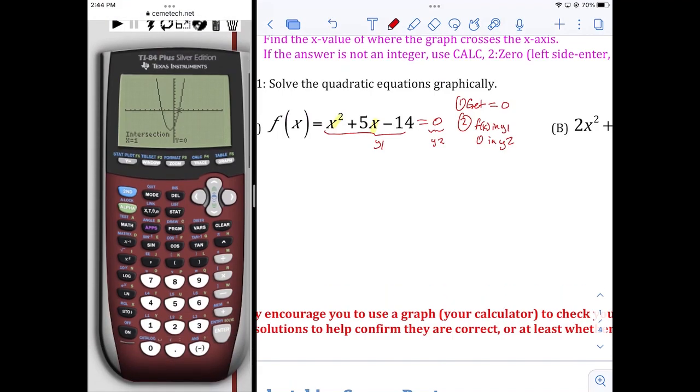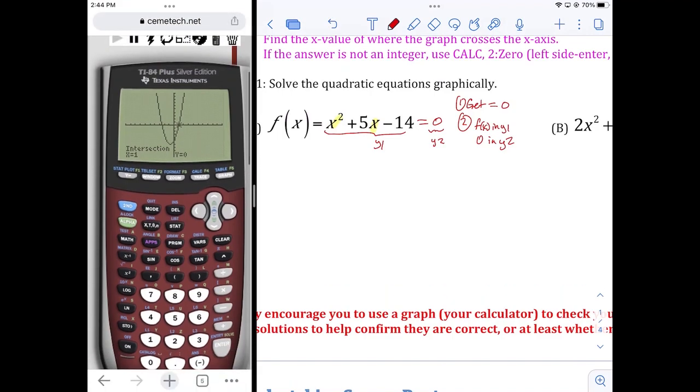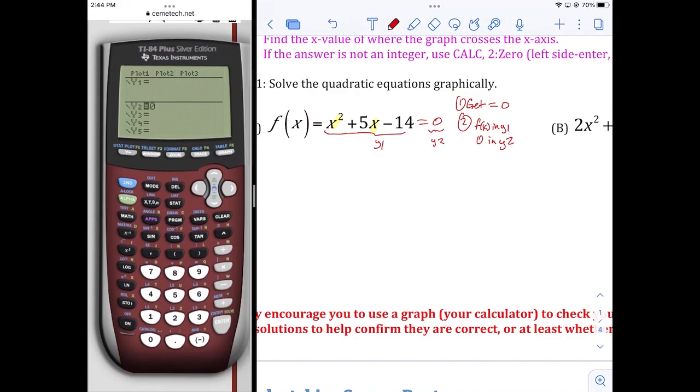All right, so let's do that. Y equals, I'm going to clear out what I have in there, and I get x squared plus 5x minus 14.